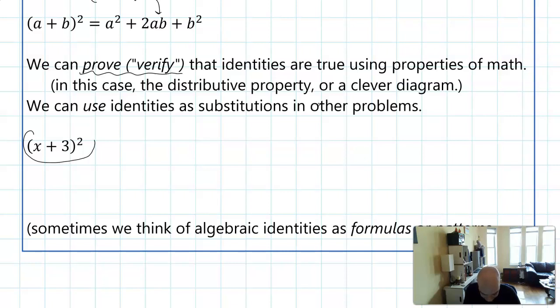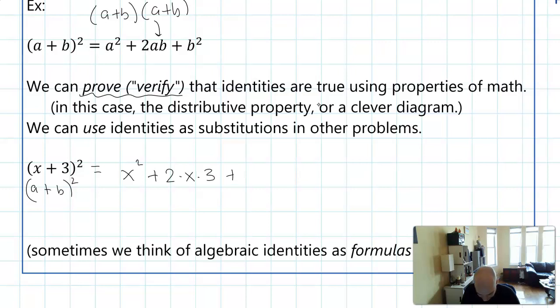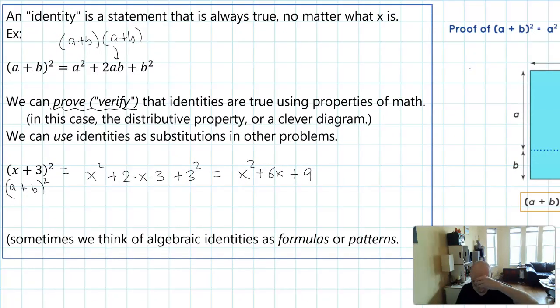So if I'm doing x plus 3 squared, instead of writing out x plus 3 times x plus 3 and doing all the terms, I can just identify the structure that that's a plus b squared. And so x plus 3 squared must be x squared plus 2 times x times 3 plus 3 squared. And you can simplify that now to x squared plus 6x plus 9. So that's just an example of an algebraic identity that we use pretty much every day in math.